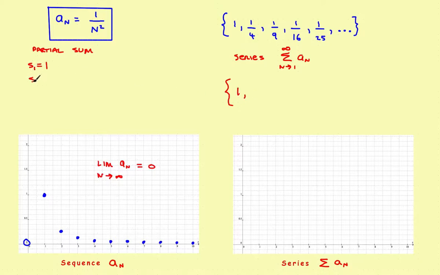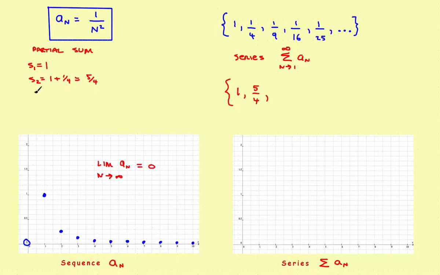Then to find the second partial sum, the second term of the series is just these two terms added together. So it would be 1 plus 1/4, and if you added that together, you would get 5/4. So the second term of the series will be 5/4.